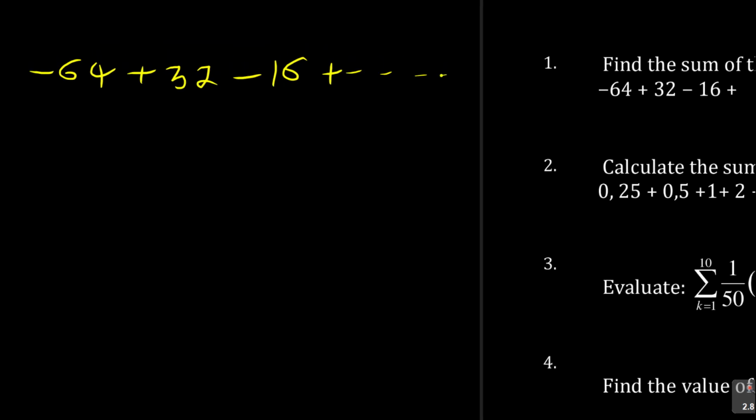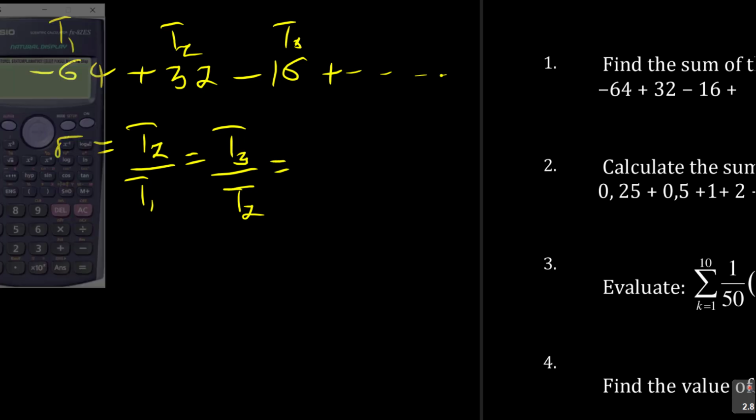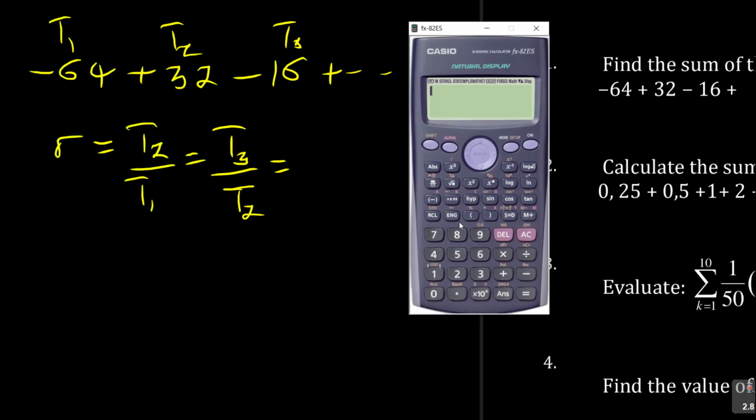Remember this is T1, T2, T3. You just have to find the common ratio. What is r? Already you know it's geometric, so you simply say T2 over T1. But it's good to test with T3 over T2. It's good to always test to see whether it's consistent, because if it's consistent, it means you are 100% right that it's geometric. 32 over negative 64. What is it? Negative half.